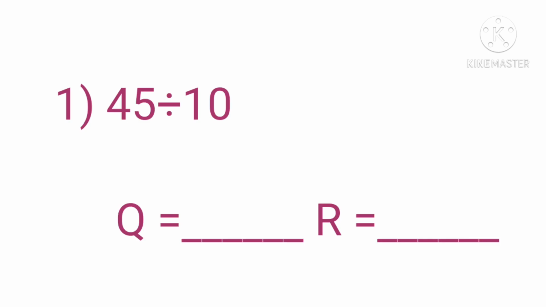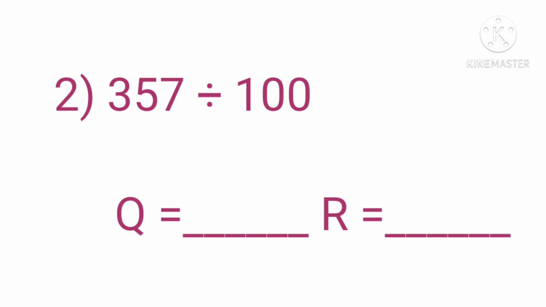Now let us divide some numbers by 10 and 100. First one, 45 divided by 10. The digit in ones place is 5. So the remainder is 5 and the quotient is 4. Next, 357 divided by 100. The digits in tens and ones place are 5 and 7. So the remainder is 57 and the quotient is 3.